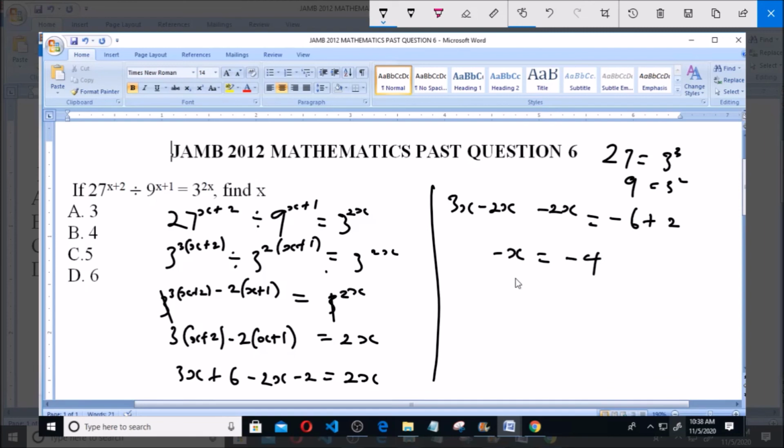Now minus x is equal to minus 4, so we divide both sides by minus 1. So we can say x is equal to what? 4, which is option B. x is equal to 4.